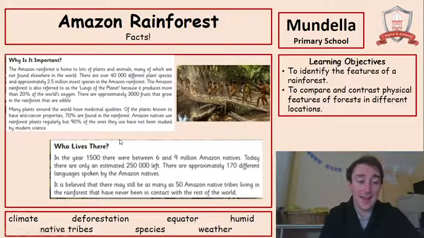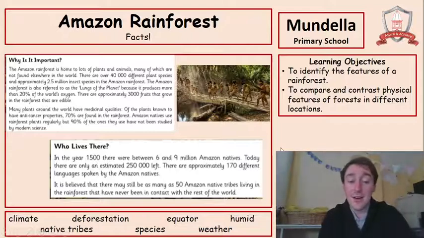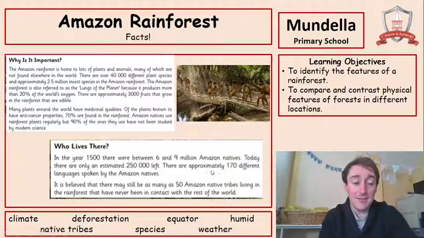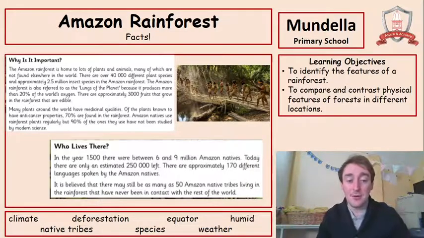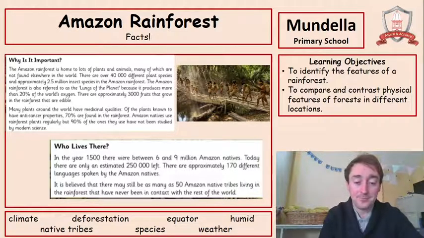So, who lives there? Well, 500 years ago, there were between 6 and 9 million native tribes, people, in the Amazon. But today, there are only 250,000 left. So look how much that's fallen. That's fallen by about 36 times the amount it was. And there are approximately 170 different languages spoken over that area as well. That's crazy. Okay, have a look at that and then we'll move on.